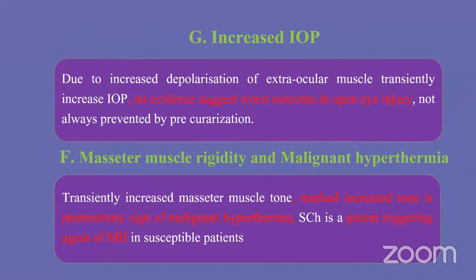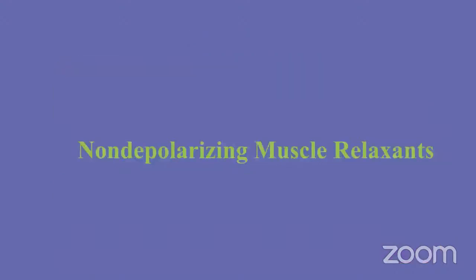Masseter muscle rigidity and malignant hyperthermia: there will be a transiently increased masseter muscle tone, which is common because the number of acetylcholine receptors in the masseter muscles is much higher compared to other muscles, which increases the masseter muscle tone. But markedly increased tone is a premonitory sign of malignant hyperthermia. Whenever you see markedly increased muscle tone, think of malignant hyperthermia. Succinylcholine is a potent triggering agent for malignant hyperthermia in susceptible patients.